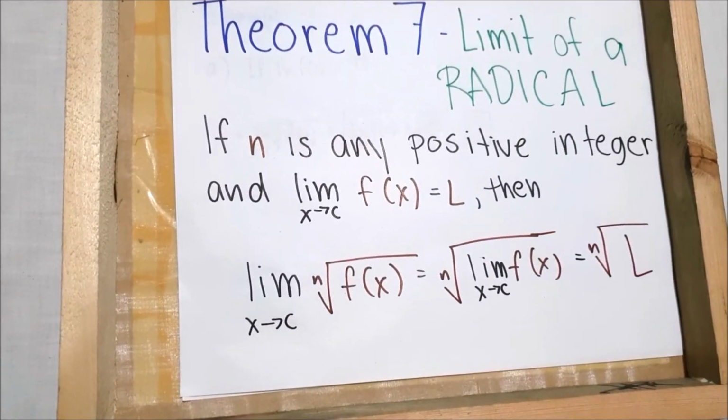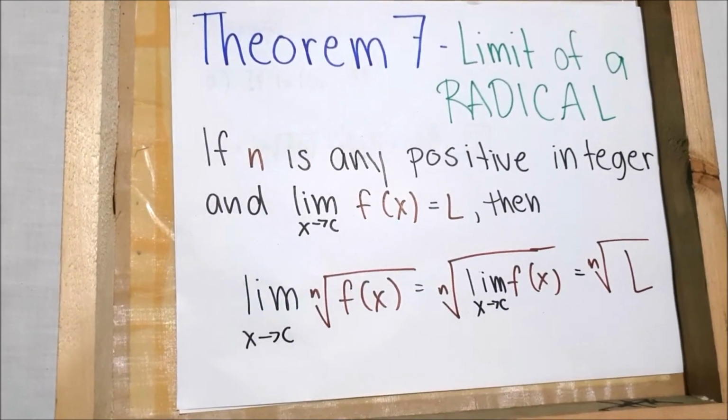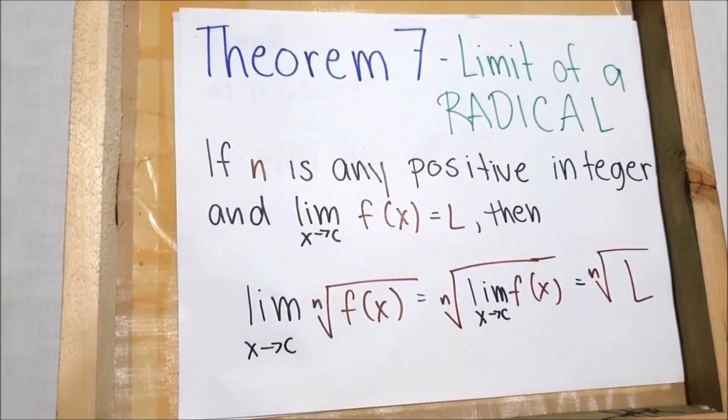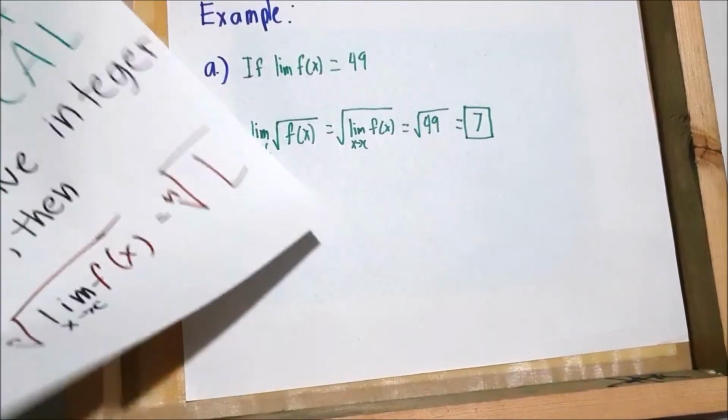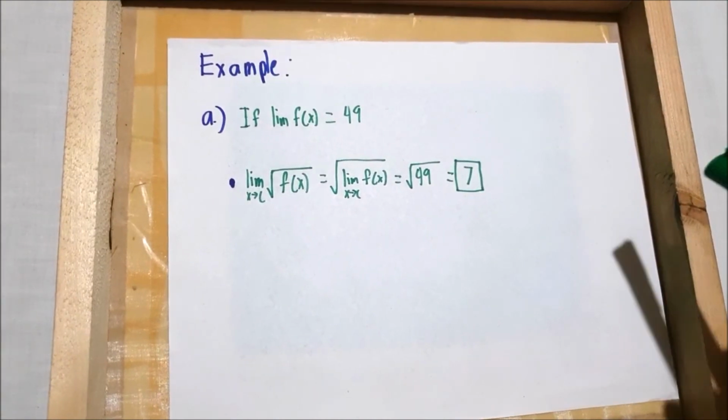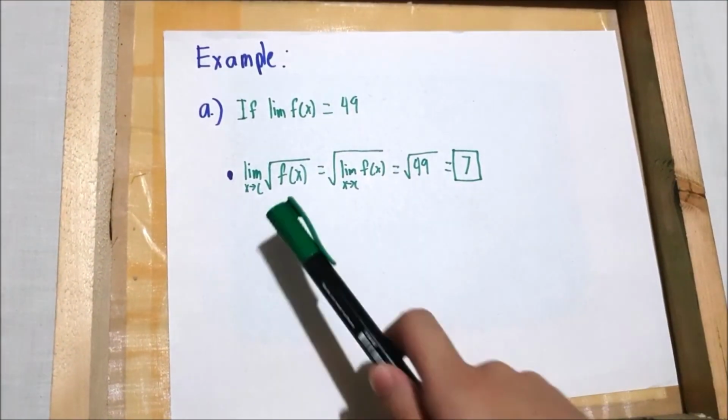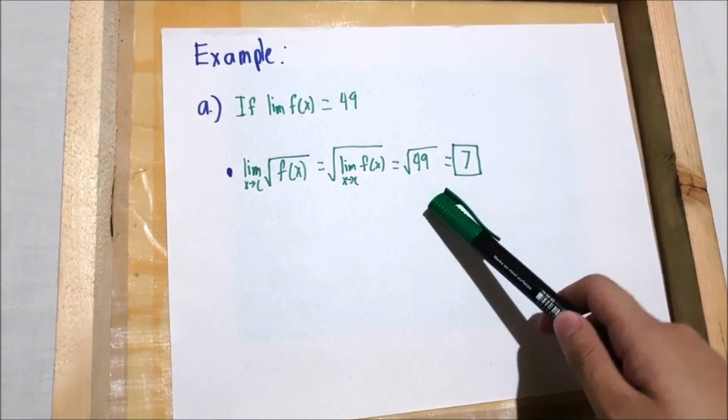Theorem 7. Limit of a radical. If n is any positive integer and the limit of f of x equals L, then the limit of the square root of f of x equals the square root of L. Example. If the limit of f of x equals 49, then the limit of the square root of f of x equals the square root of 49, which is equal to 7.